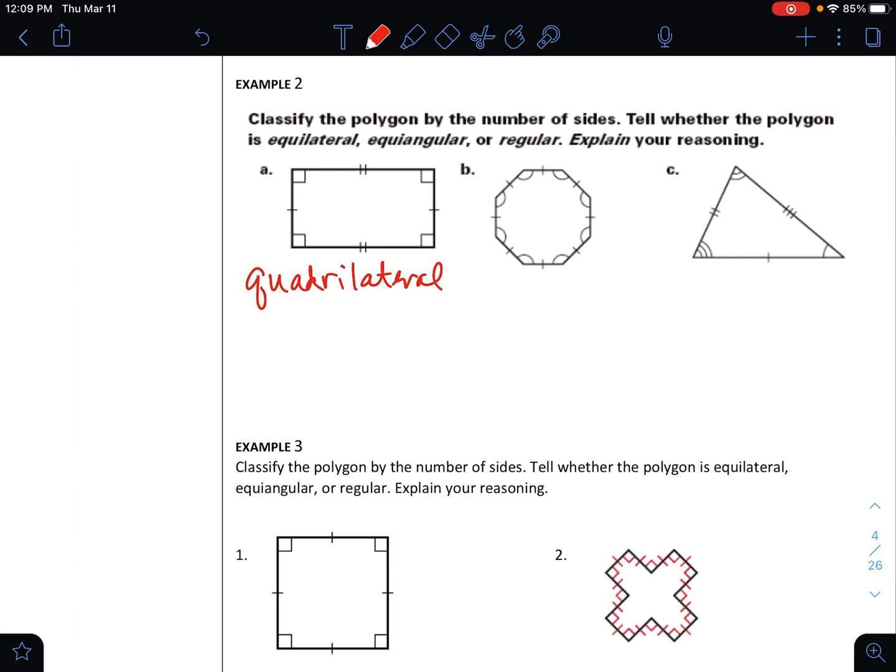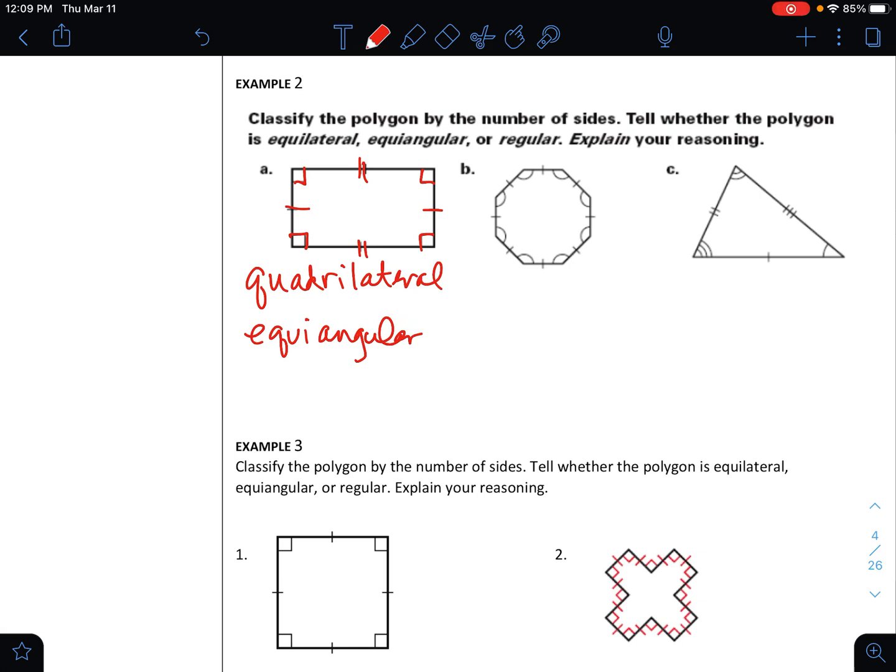Okay, equilateral, equiangular, or regular. Okay, I see equal angles, so it's equiangular. Sides are not equal, just a set of sides. So that means it is just equiangular. And I guess I'll just talk through the explanation. I kind of just said it a second ago. The sides are not equal. Or actually, let me take that back. It's equiangular because the angles are equal. That's probably a good enough explanation.